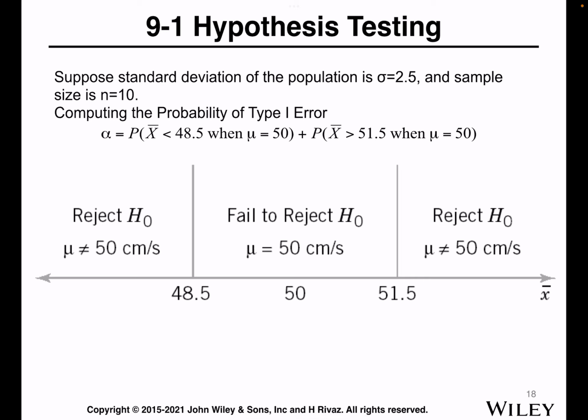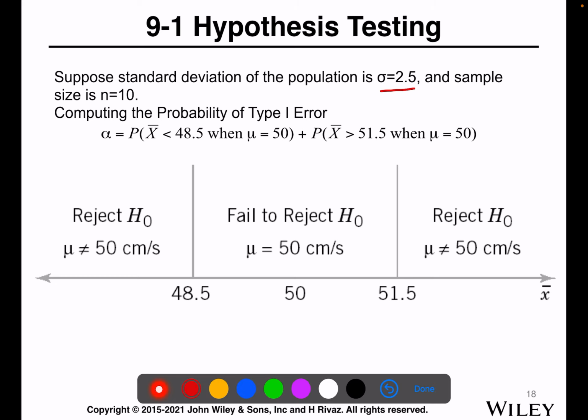So suppose that the standard deviation of the population is 2.5 and the sample size is 10, and we want to calculate the probability of type 1 error. I think let's do this one. Actually, I think we covered enough material for today. Are there any questions?